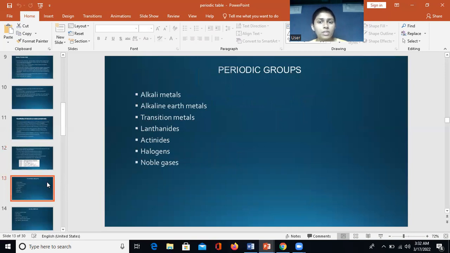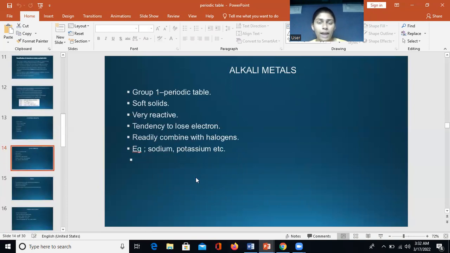Now, let us know about the periodic groups. Periodic groups are alkali metals, alkaline earth metals, transition metals, and also lanthanides, actinides, halogens and noble gases. The alkali metals, group 1 in the periodic table, are known as alkali metals. They are soft solids and they are very reactive. They have a tendency to lose electrons, and they readily combine with halogens. For example, sodium, potassium, etc.